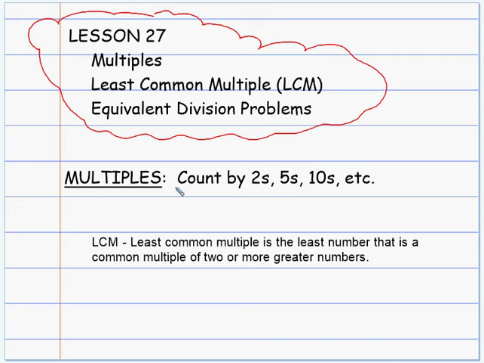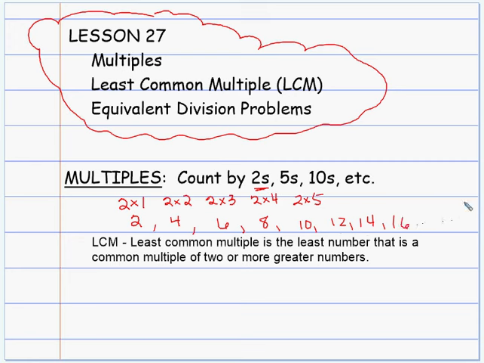Okay, so multiples are where you're counting by a number. So you count by 2s, you count by 5s, you count by 10s, etc. And what you're really doing is, let's count by 2s. You take 2 times 1, and that's 2, and 2 times 2, and that's 4, and 2 times 3, 6, 2 times 4, that's 8, and 2 times 5, that's 10. That's how you're making this list of multiples, right? 2, 4, 6, 8, 10, 12, 14, 16, and so on.